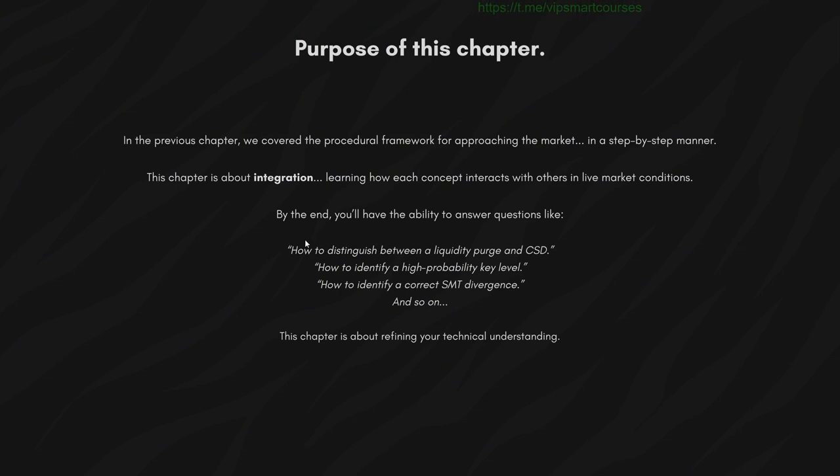Okay, and by the time you are done with this chapter, you should be able to answer questions like how to distinguish, or how to tell the difference, between a regular liquidity purge and a proper CSD, how to identify a high probability key level, how to identify a correct SMT divergence or how to confirm it, and so on. Okay, along with this, we'll have many other things too, but you get the idea. That's the goal here. Okay, this chapter is basically about refining your technical understanding. Okay, now let's get into the chapter.